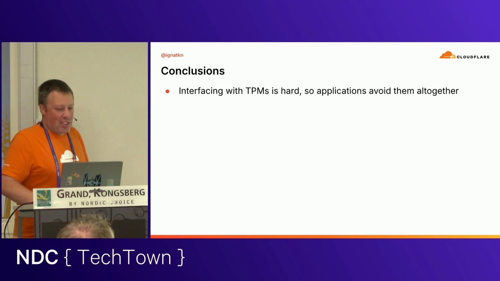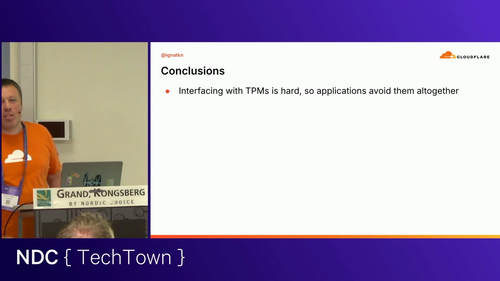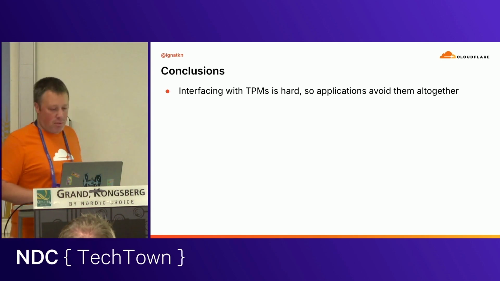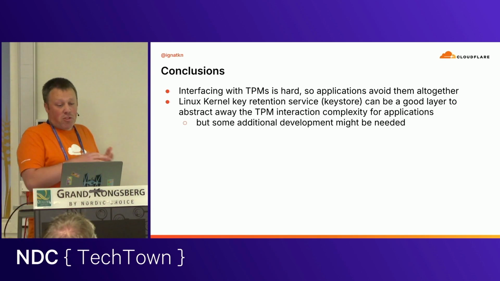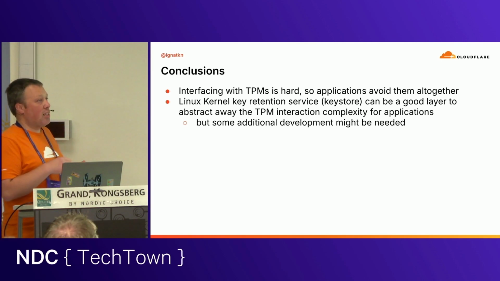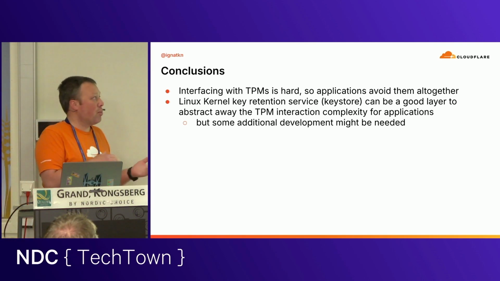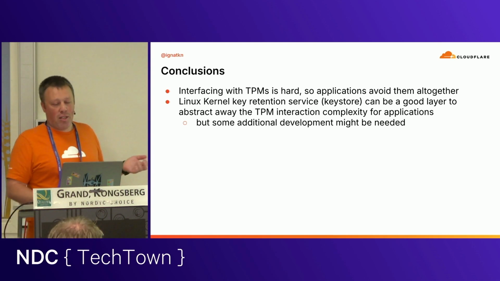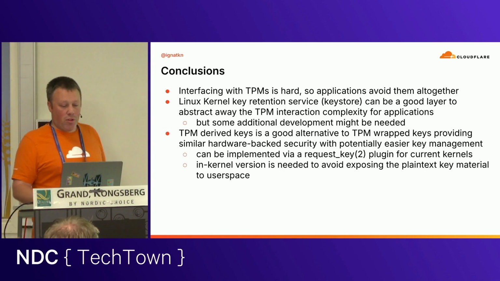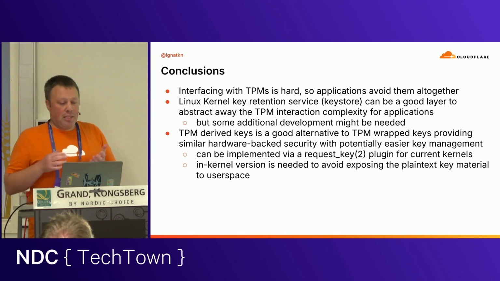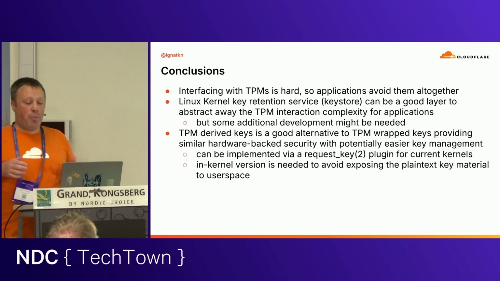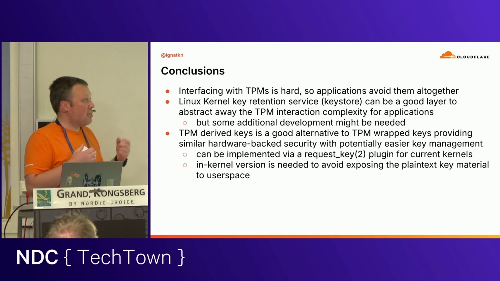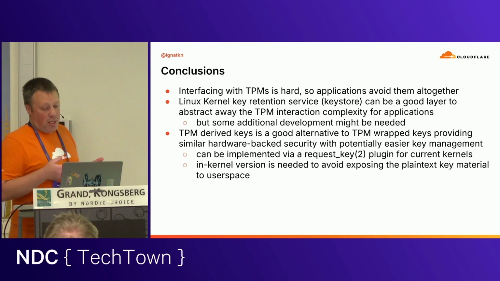So, conclusions: interfacing with TPMs is hard, and this is why applications and developers avoid them altogether. I think the Linux kernel key retention service can be a good layer to abstract away the TPM interaction complexity for applications, but as you just saw, some additional development is needed, and probably inside the kernel. I strongly think that TPM-derived keys are a good alternative to TPM wrap keys, providing similar hardware backend security, but with potentially easier key management.